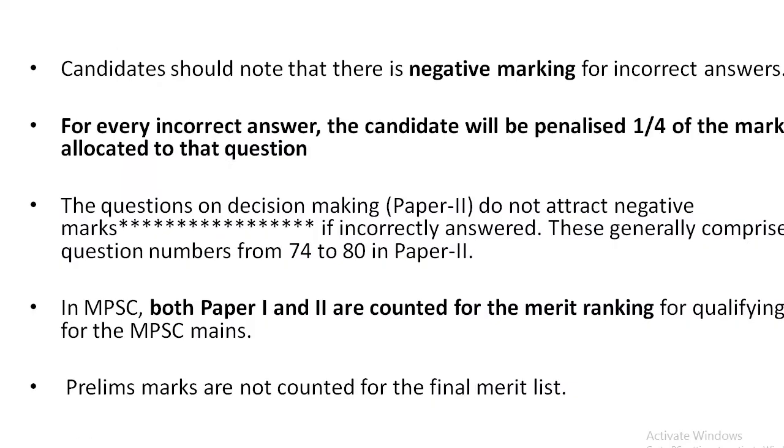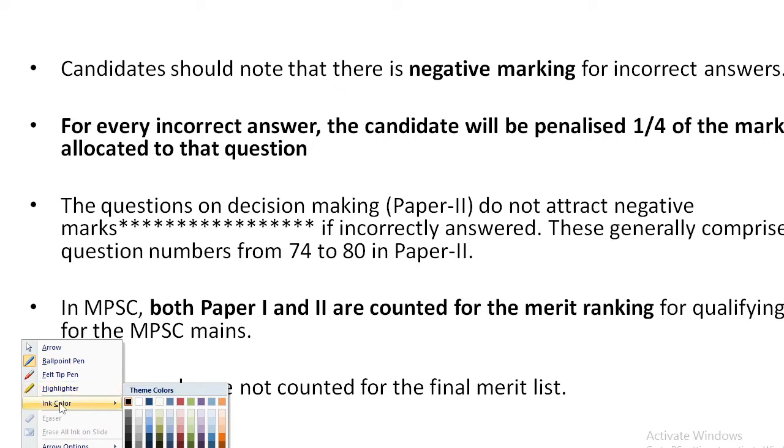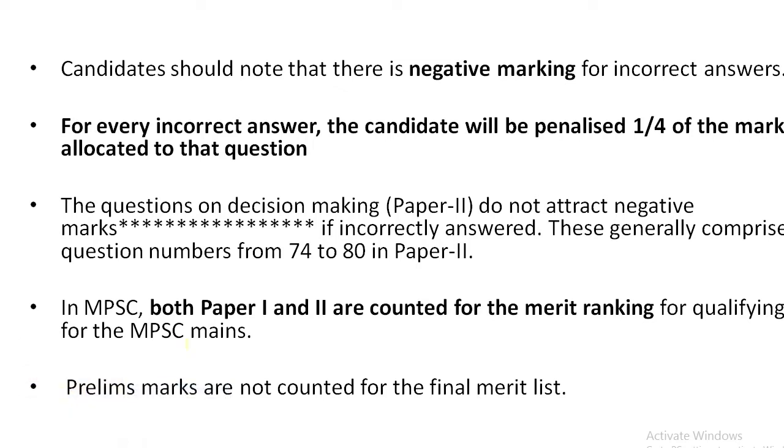Okay, now pay attention here. This is one of the most important slides. Let's see the first point. Candidates should note that there is negative marking for incorrect answers. That means in paper 1 and paper 2 we have a negative marking system. Now the second point: for every incorrect answer, the candidate will be penalized 1/4 of the marks allocated to that question.